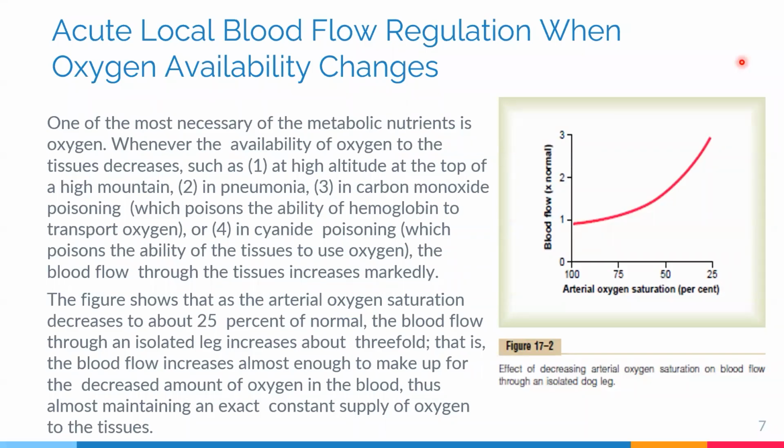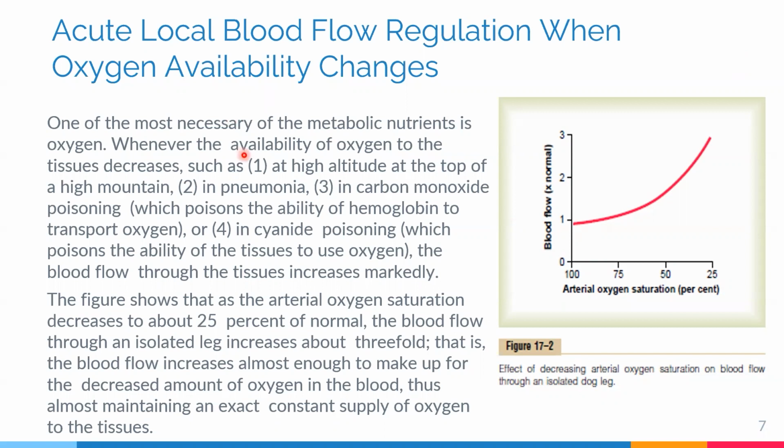Next, we move on to acute local blood flow regulation when oxygen availability changes. Oxygen availability is also a major factor which controls the level of blood flow into a particular tissue, and we will look into how exactly arterial oxygen saturation affects blood flow.